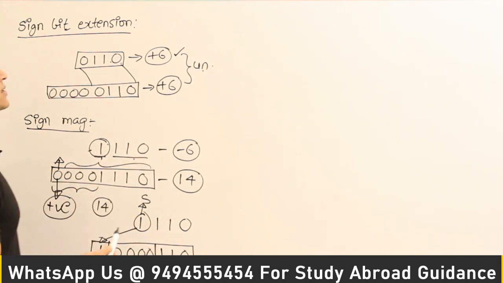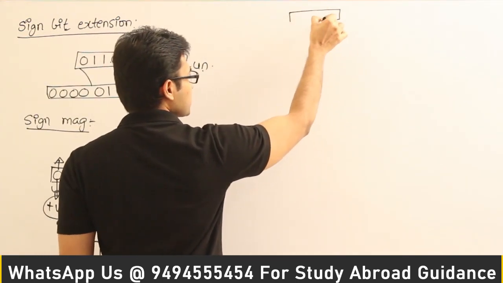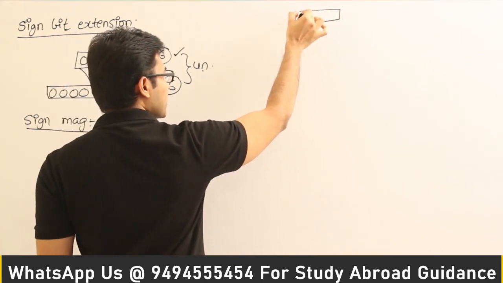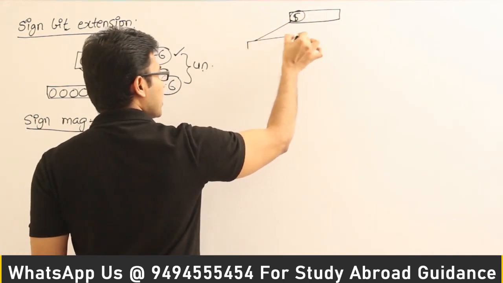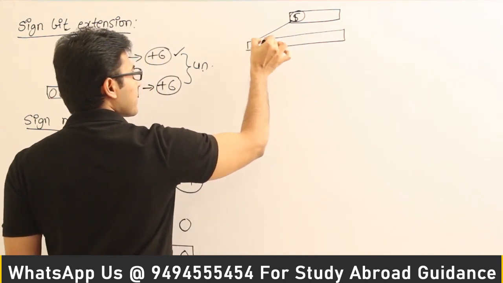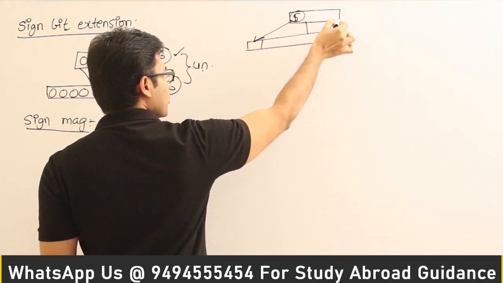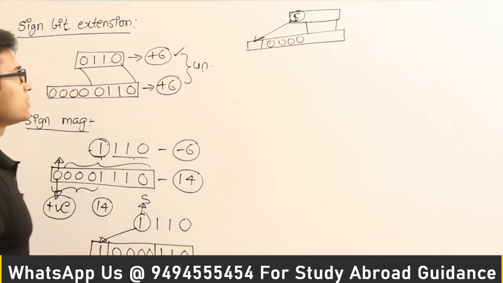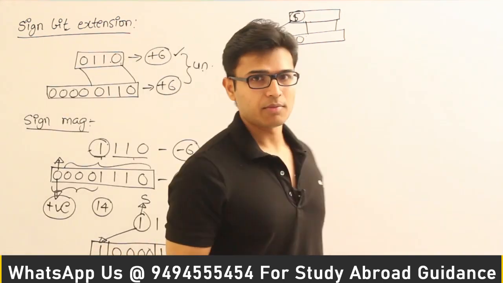So remember this: in sign magnitude, whenever we try to extend the size of the register or the size of the data, we take the first bit, the sign bit, and put it in the MSB, and then the remaining magnitude we put as it is, and here we fill all zeros. This is how we extend a sign magnitude number. Got it? Now let's see how to extend the ones complement and twos complement numbers.